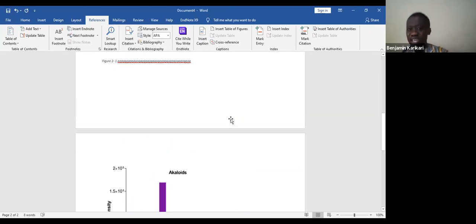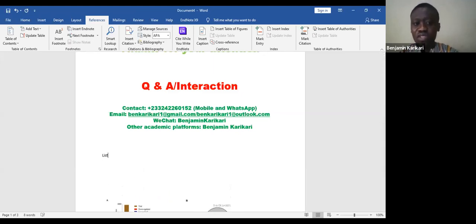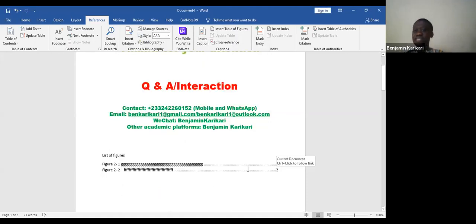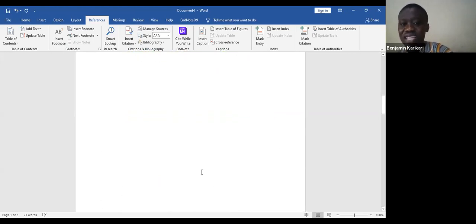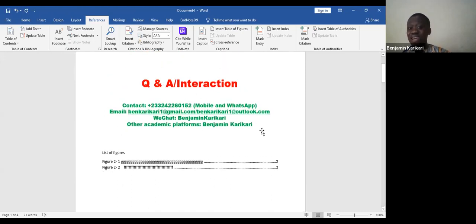Assuming you have finished your work and you want to write your list of tables or your list of figures, you can just go here, list of figures, and then insert figures. Okay, you see, they have been inserted with the references. As you go, if the page numbers are going to change, you can just select update, and then you can update. You see that it has changed the page numbers.